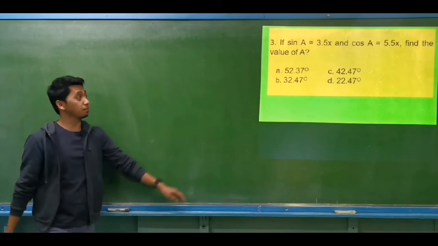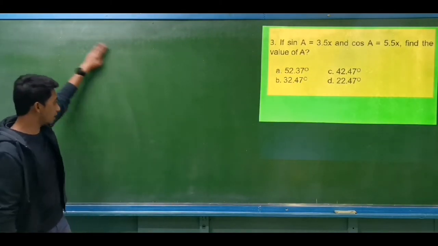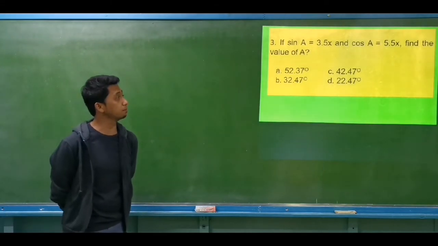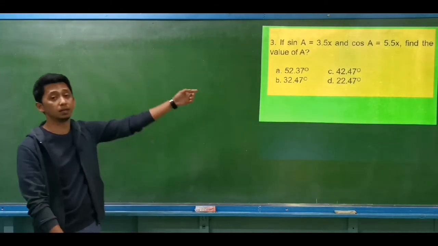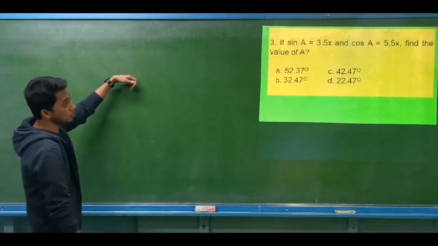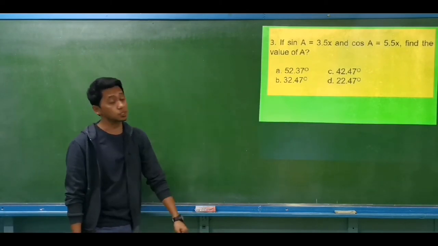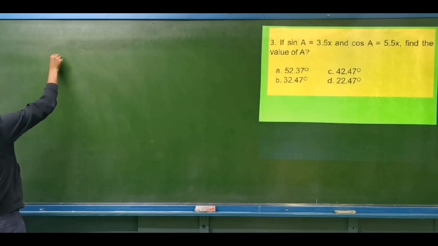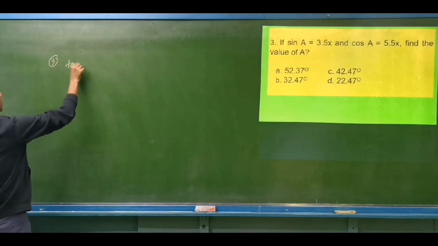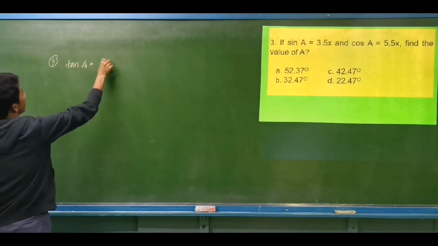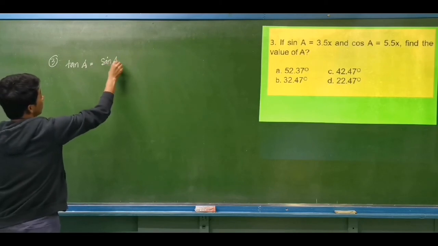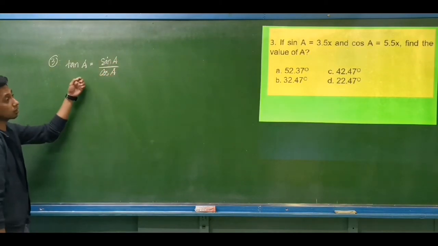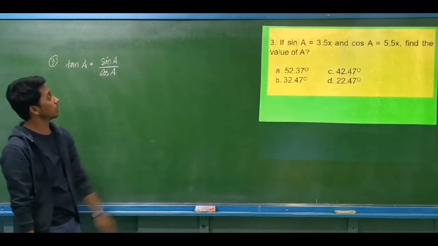So let's have our example. If sine of angle A is equal to 3.5 of x and cosine of angle A is equal to 5.5 of x, find the value of A. So kung mapansin nyo, ang involved is sine and cosine. So kapag sine and cosine, pwede natin pagsamahin yan dun sa tangent. So tangent of A is the same as sine of A divided by cosine of angle A. So that, no need to solve for the value of x.